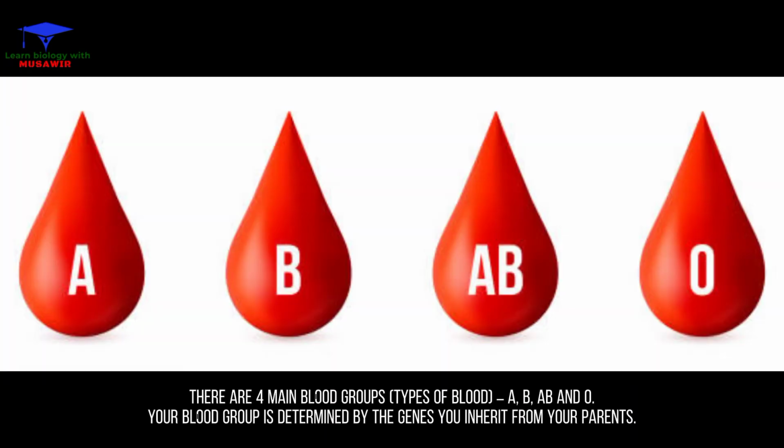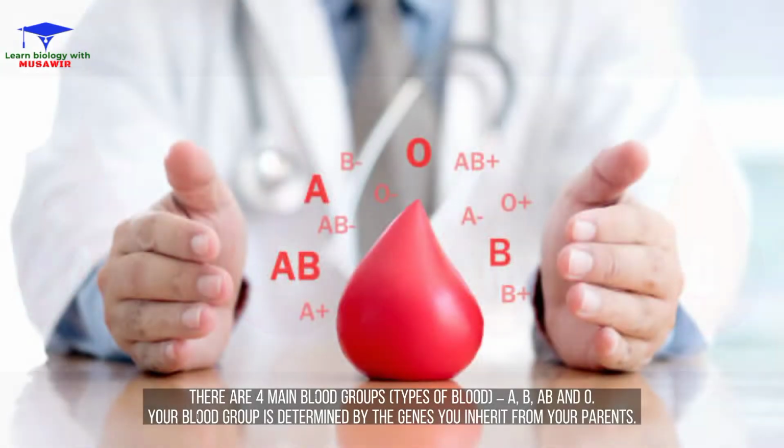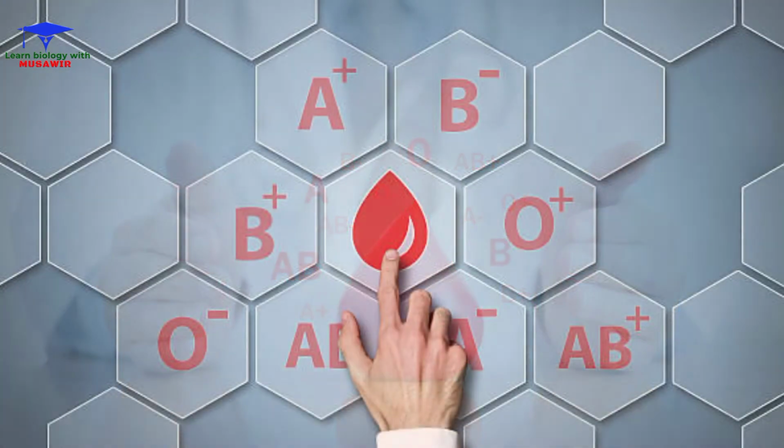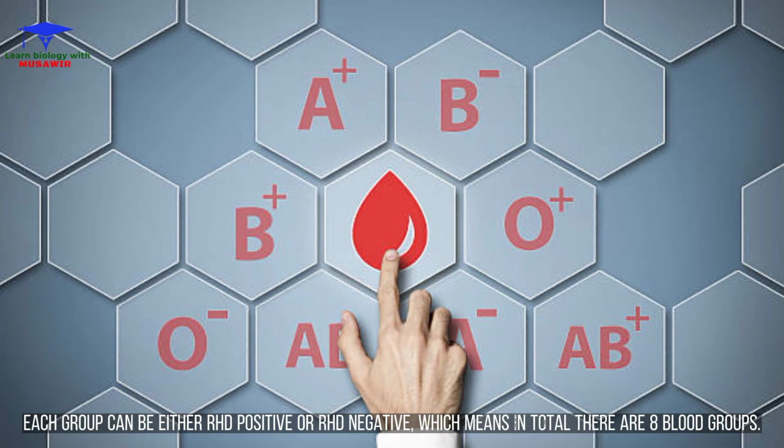The types of blood. There are 4 main blood groups, or types of blood: A, B, AB and O. Your blood group is determined by the genes you inherit from your parents. Each group can be either Rhd positive or Rhd negative, which means in total there are 8 blood groups.